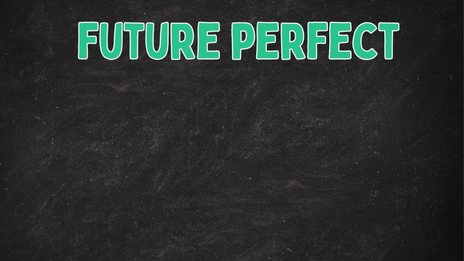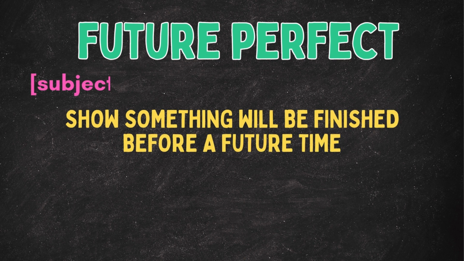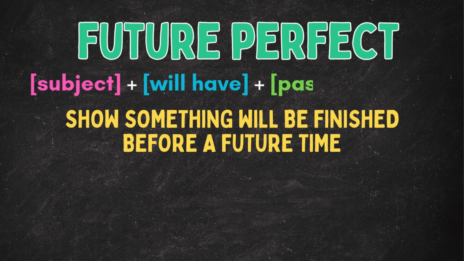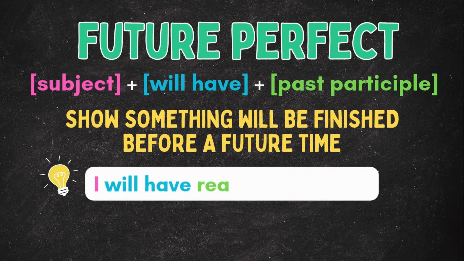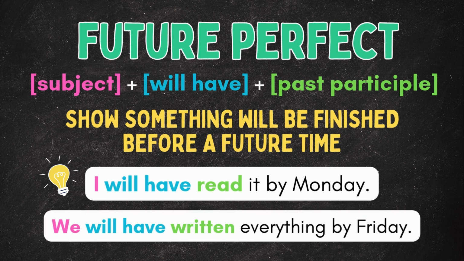Future perfect. The future perfect is used to show something will be finished before a future time. The sentence structure consists of subject plus will have plus past participle. For example, I will have read it by Monday. We will have written everything by Friday.